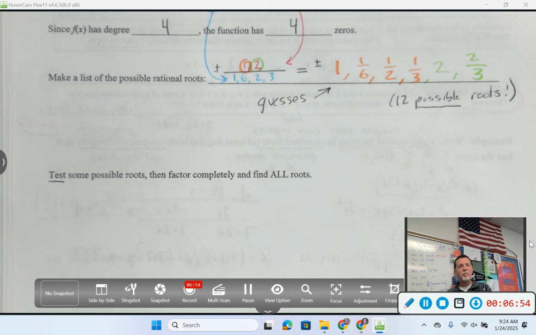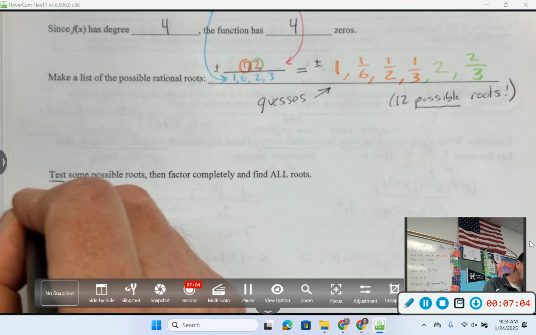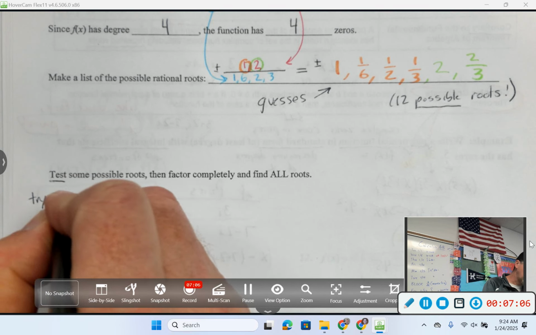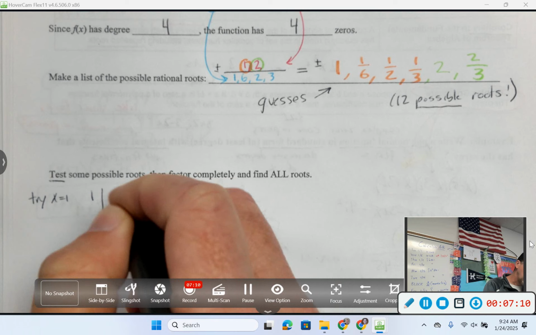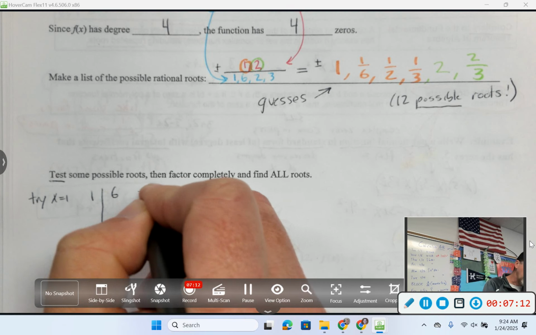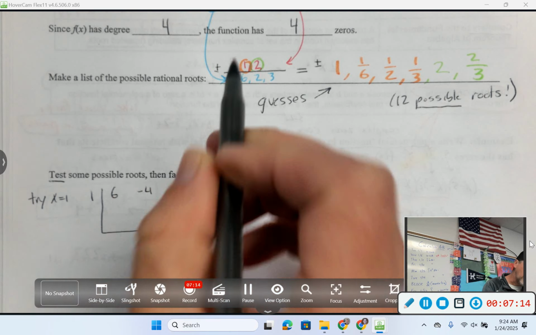Okay, so I could plug it in. What's another way to plug it in? A different, new way we learned? Synthetic division. So let's try x equals 1. Who knows? We are really just guessing at this point. I mean, I have the answer, so I know, but we're just guessing.